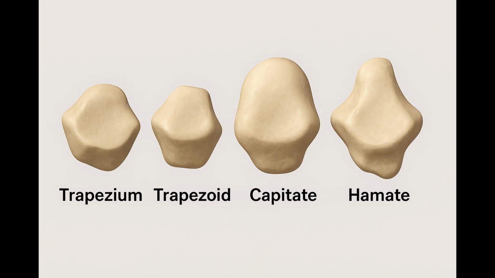2. Trapezoid. Small, wedge-shaped bone. Found between the trapezium and capitate. Articulates mainly with the second metacarpal, index finger. Provides stability to the index finger.